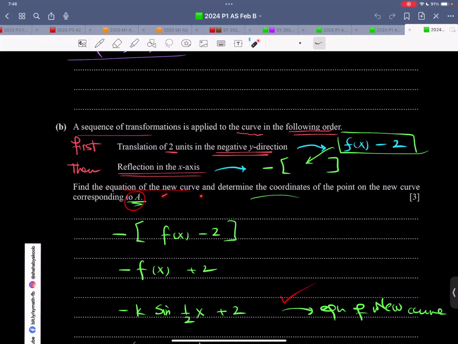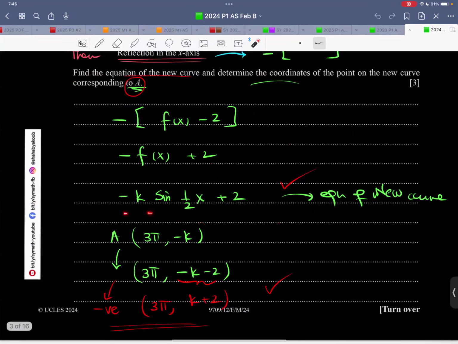Find the equation of the new curve and determine the coordinates of the point on the new curve corresponding to A. So first take it down by 2 units, then multiply with a negative sign. So this is negative f(x) plus 2. So negative k sine half x plus 2 is the equation of the new curve. They are asking for the equation of the new curve and the coordinates of the point.